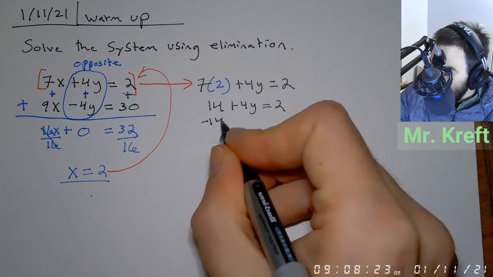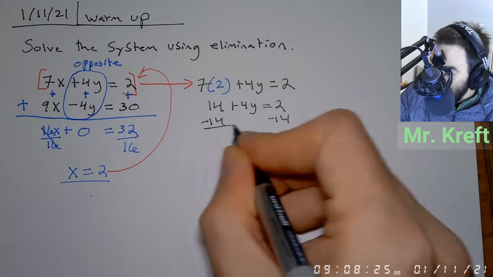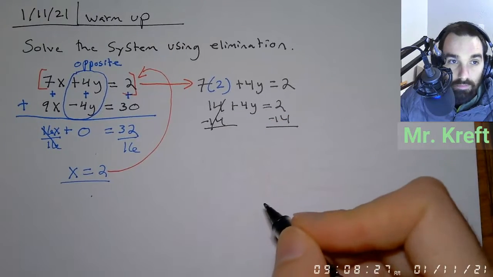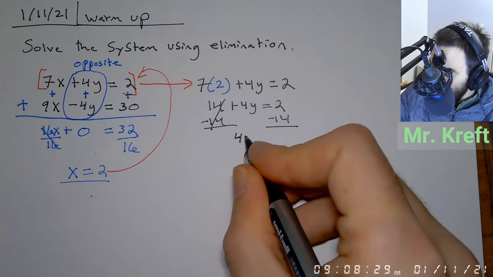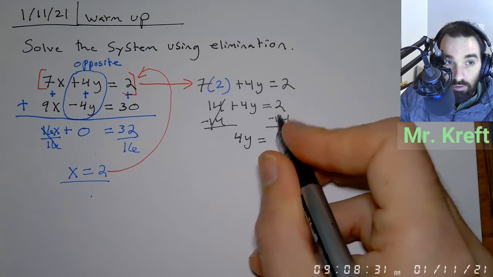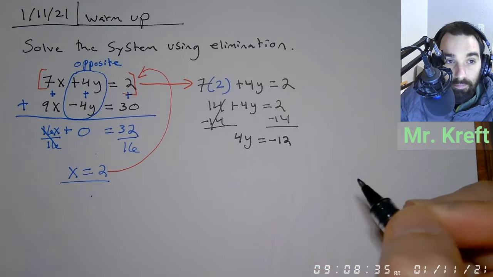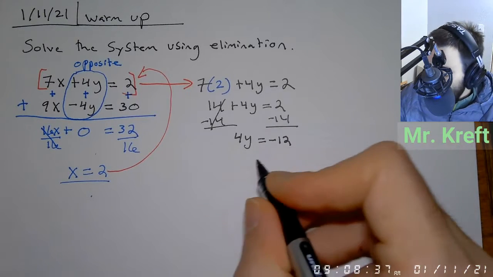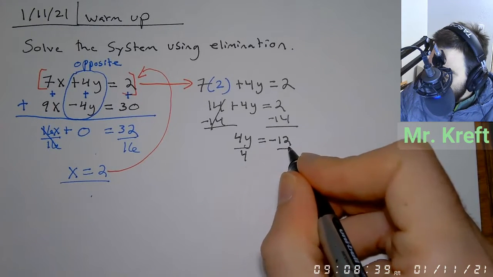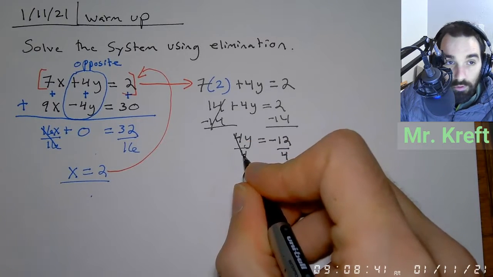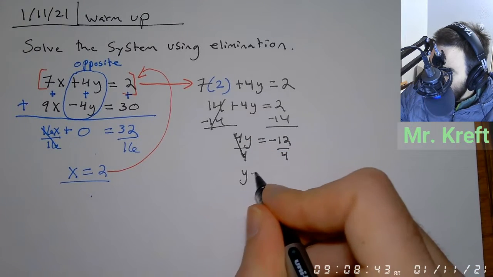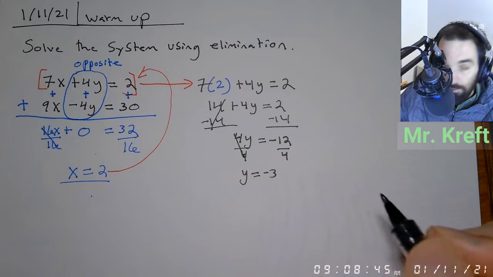Okay, and then I'm going to subtract 14 from both sides. So I get 4y equals, and then 2 minus 14 is negative 12. And then I'm going to divide by 4. So 4 goes into 4 once, and then I get y equals negative 3.